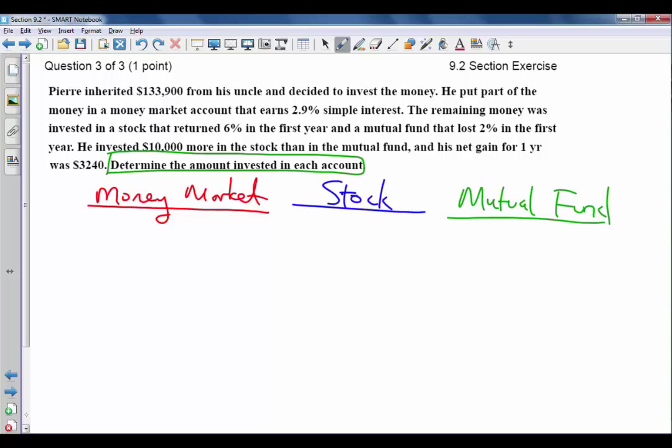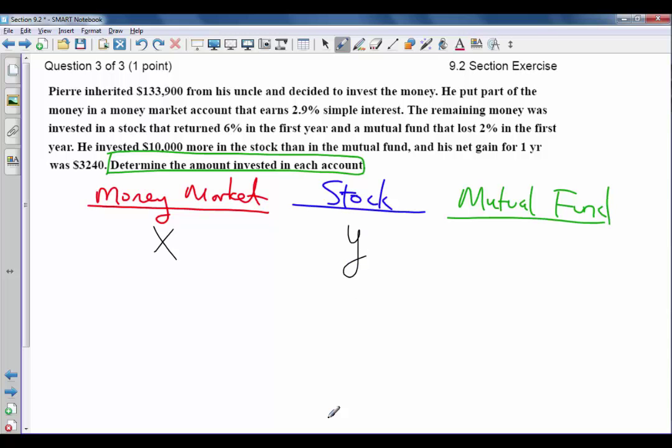How many different accounts do we have? 3. You're gonna determine each. So there are 3 unknowns here you need to decide. So we need to start calling them a name. What do you want to call money market? A? X. X is a good choice. Can I use A? Yeah, why not? What do you want to call stock? How much you invest in stock is called Y? We don't know it, so it's Y.